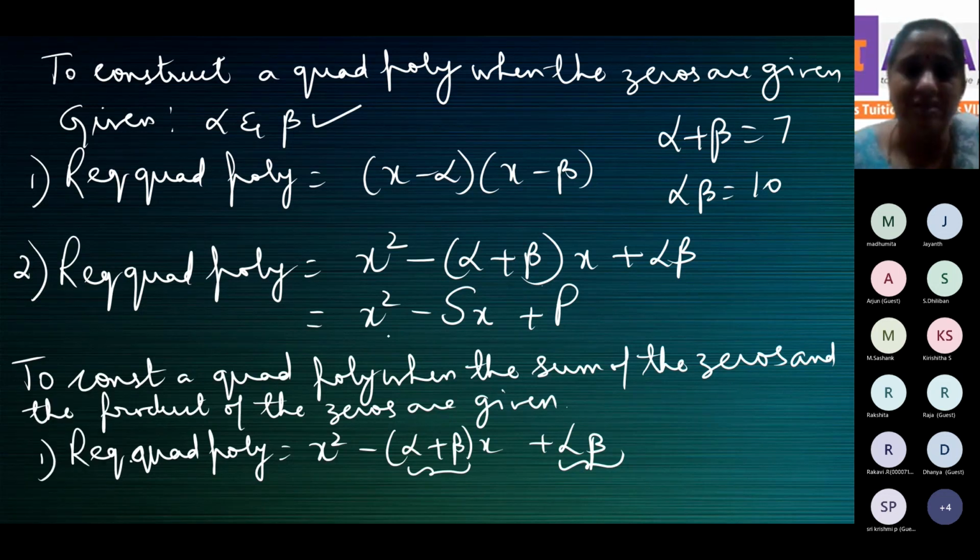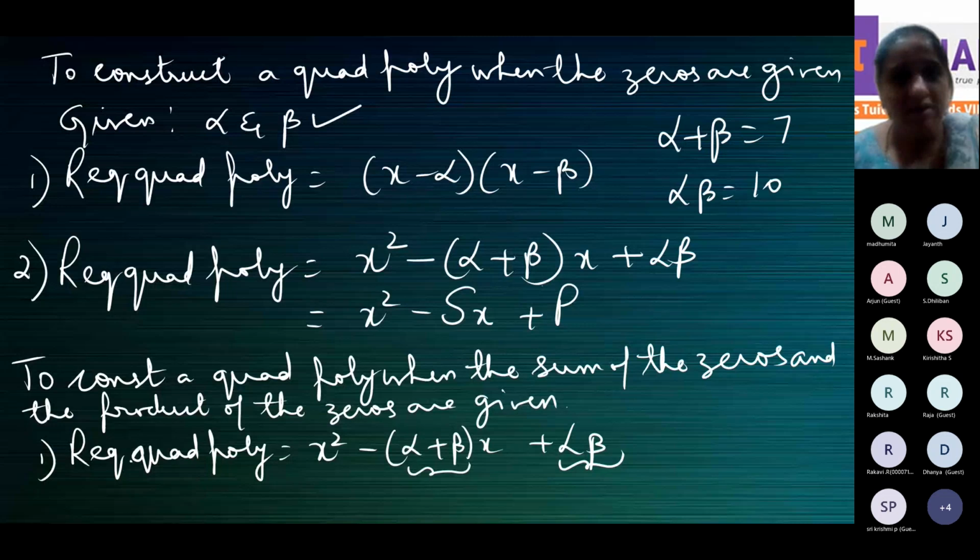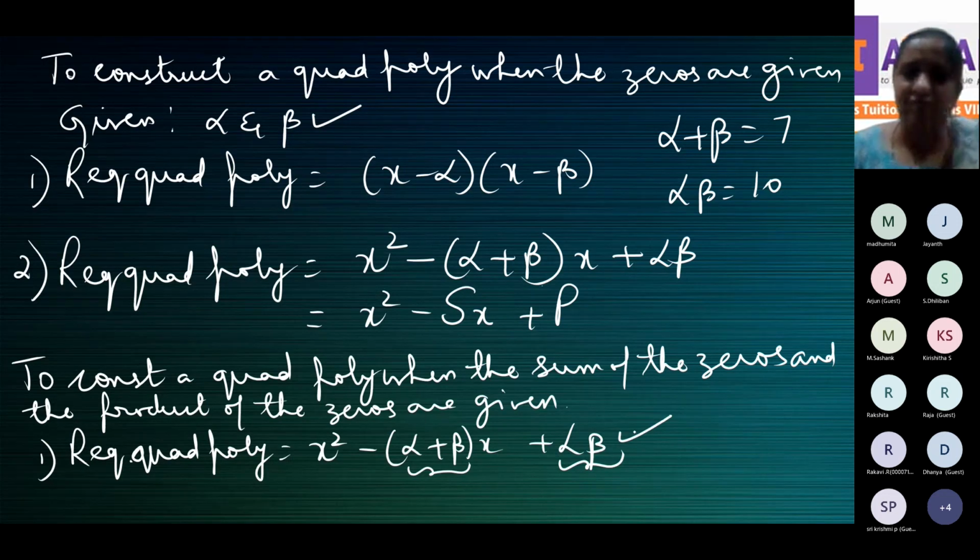If alpha and beta are given, or alpha plus beta and alpha beta, that is the sum of the zeros and the product of the zeros are given. Either the zeros are given, alpha and beta, or the sum of the zeros and the product of the zeros are given. For both, you can use this. If the zeros are given, substitute the zeros here. If the sum is given, for the whole thing, substitute the sum. And for this whole thing, the product.